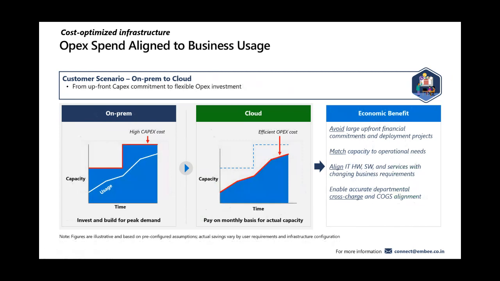Right. As you can see in this slide, it's basically defined: high capex cost and efficient Opex cost. When it comes to the cloud model, operational cost is always there in a cloud environment, so you don't have to capitalize your investment. Whenever you want to utilize those services, you pay for those services only. There is no capital cost you have to invest in a cloud environment. This will help you avoid large upfront financial commitments and deployment projects, and it will also match your capacity to operational needs.